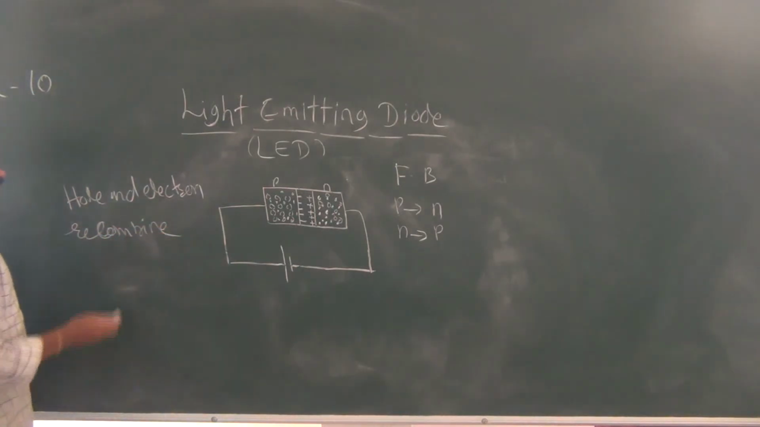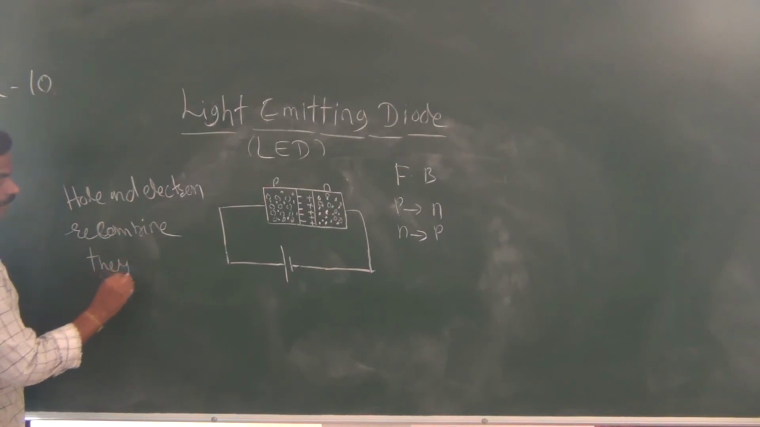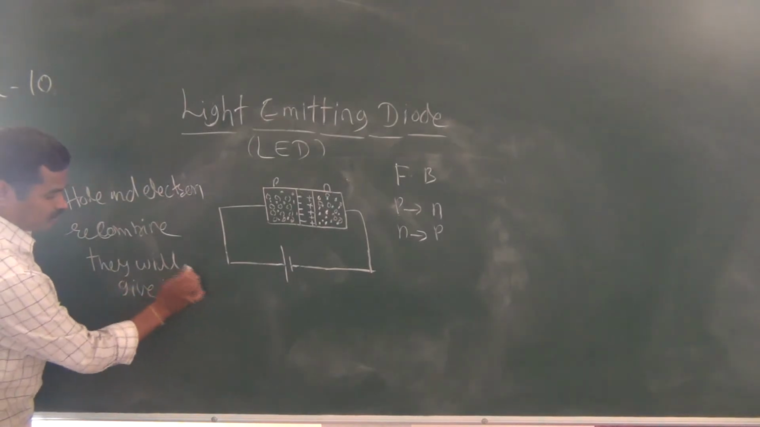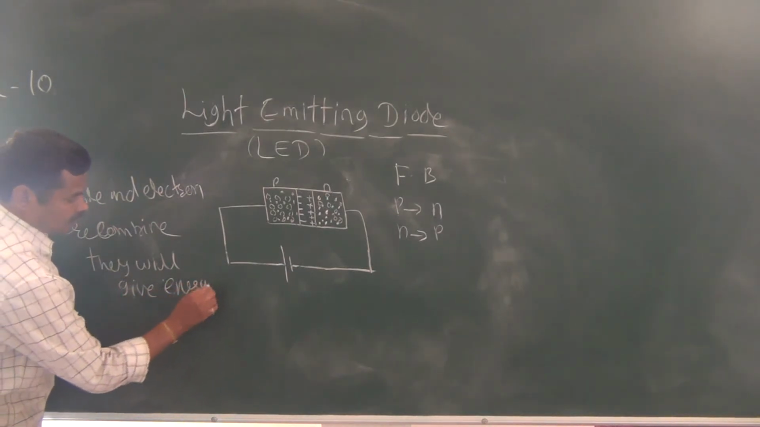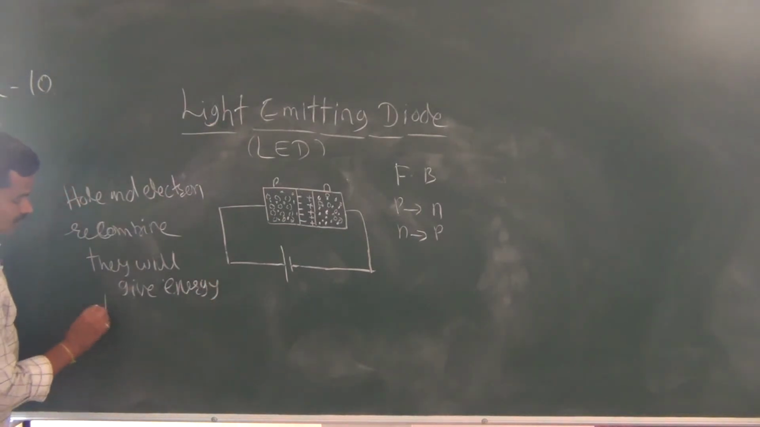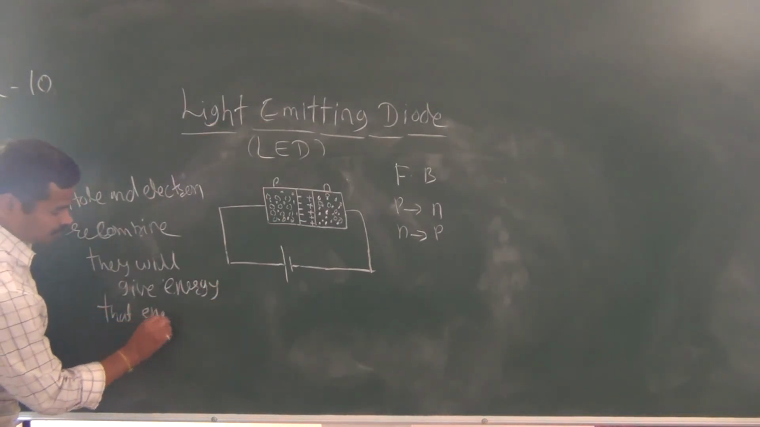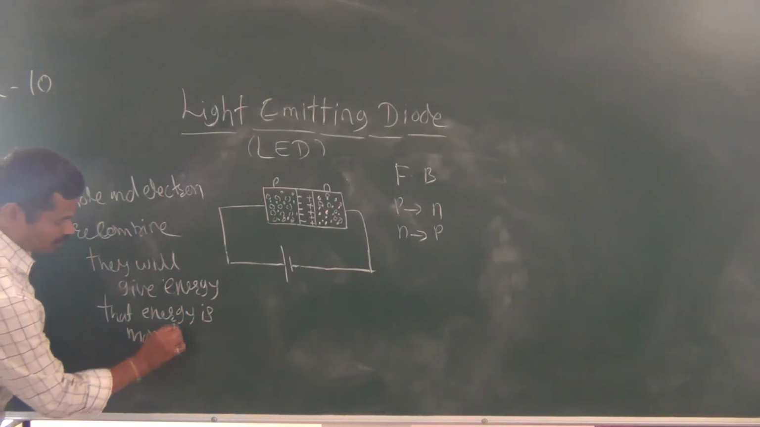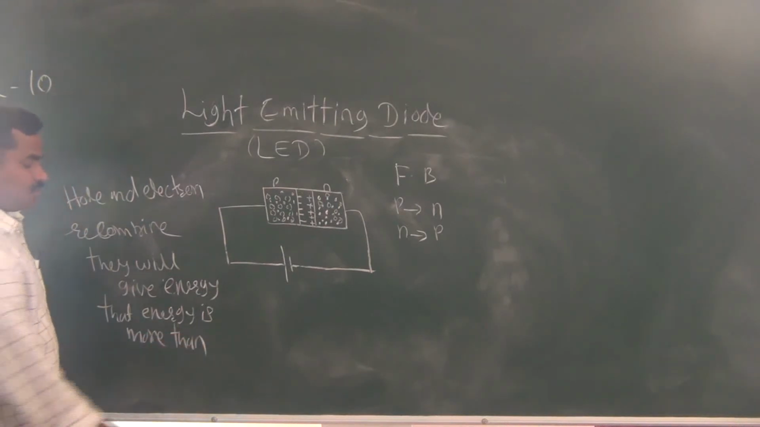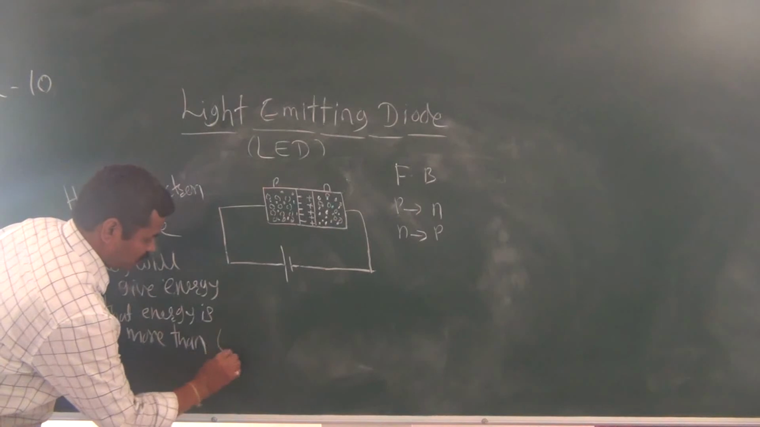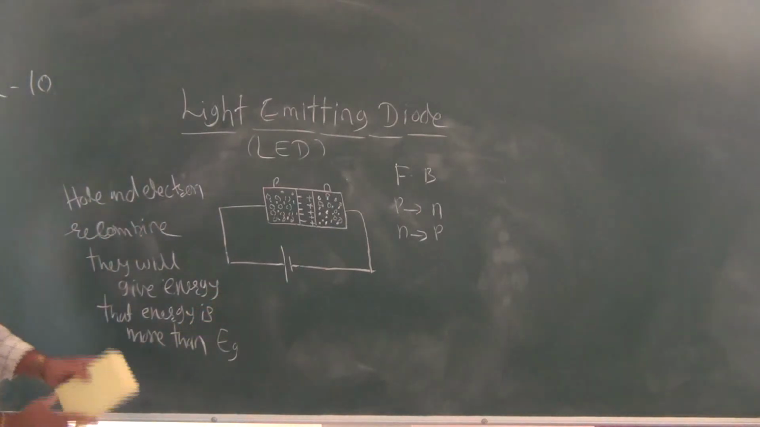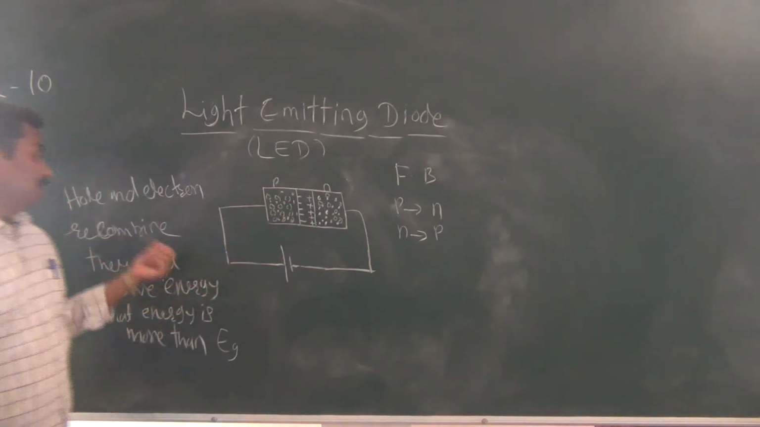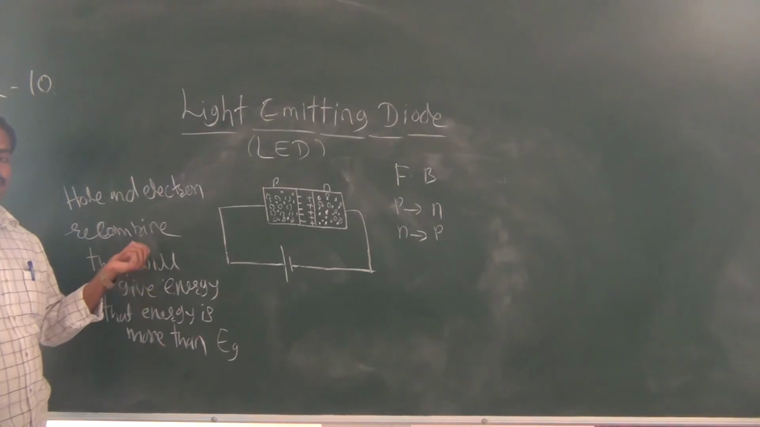They will generate energy, they will give the energy, and that energy is more than the energy gap, more than the Eg. It means whenever the electron and hole recombine, they will be neutralized, they will disappear.